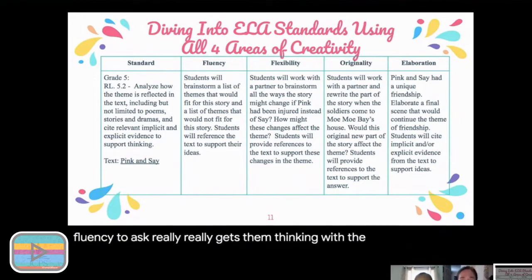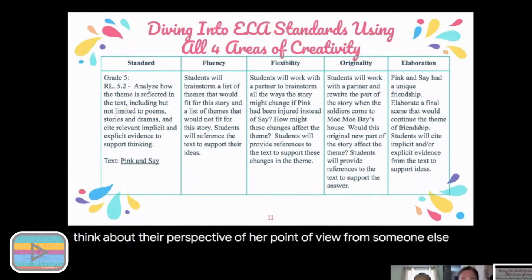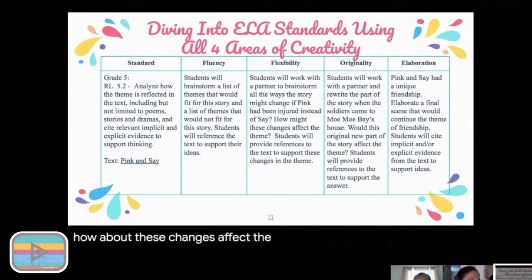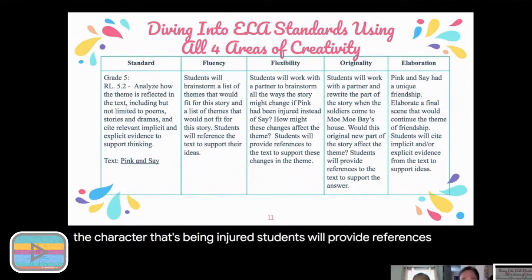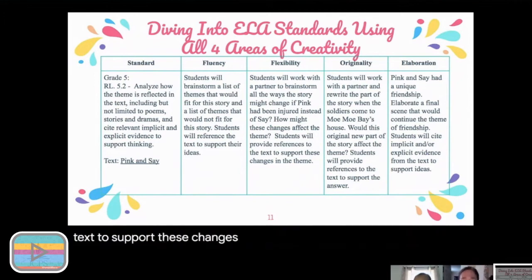With the flexibility, students will work with a partner to brainstorm all the ways the story might change if Pink had been injured instead of Say. So it also makes them think about the point of view of someone else. How might these changes affect the theme if we switch the character that's being injured? Students will provide references to the text to support these changes in the theme.